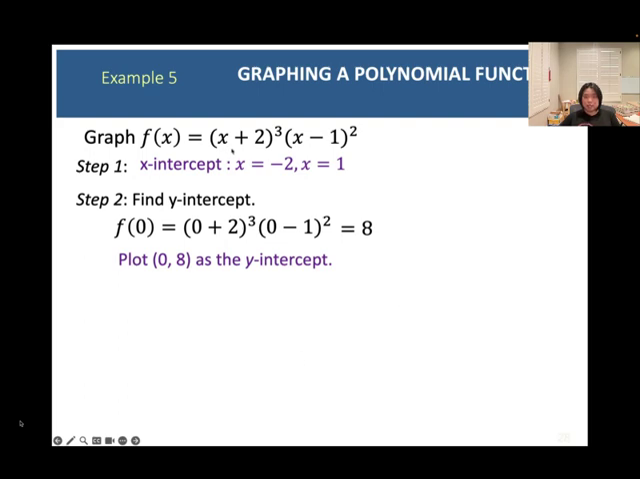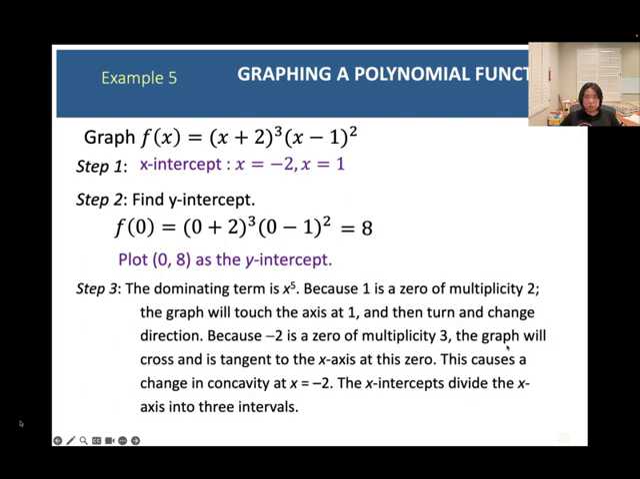Okay, and then we have the factor (x plus 2) to the power of 3. We have a multiplicity of 3. So when you pass through the point x equal to negative 2, the graph is going to go like that. And then x equal to 1, we have a multiplicity of 2. So when you touch this point, x equal to 1, it turns either upward like that way or downward like that way.